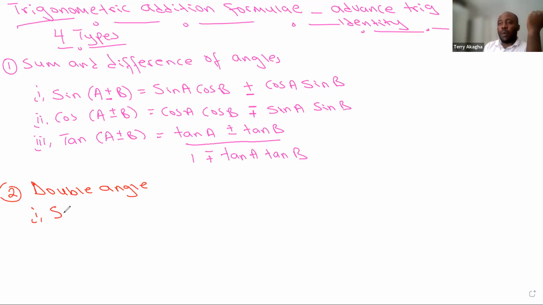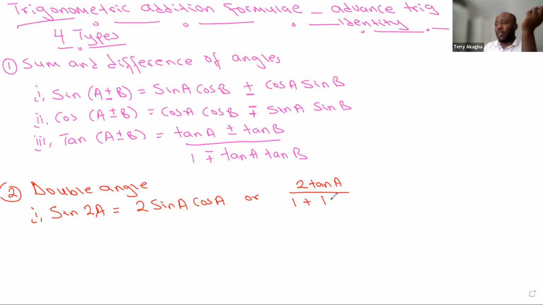So we're going to start with the first one, sine 2A. Sine 2A is the same thing as 2 sine A cos A. That is it. Some textbooks will like to write this in terms of tan. They will tell you that it is 2 tan A divided by 1 plus tan squared A. So both of them are the same thing.